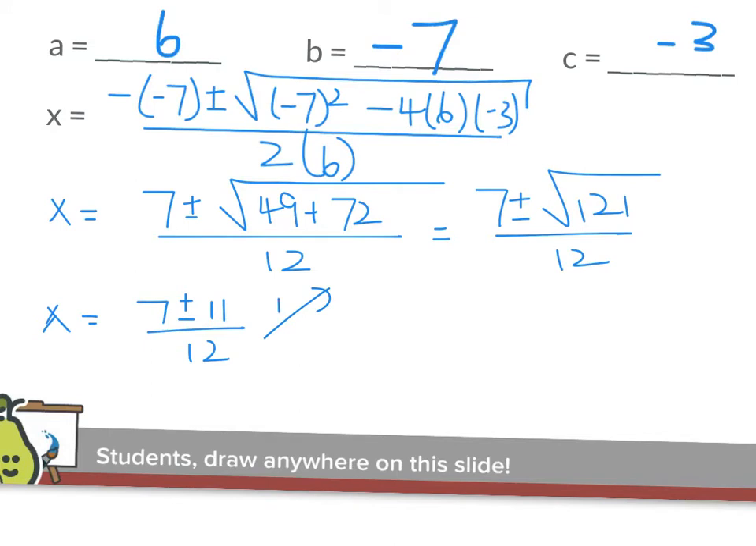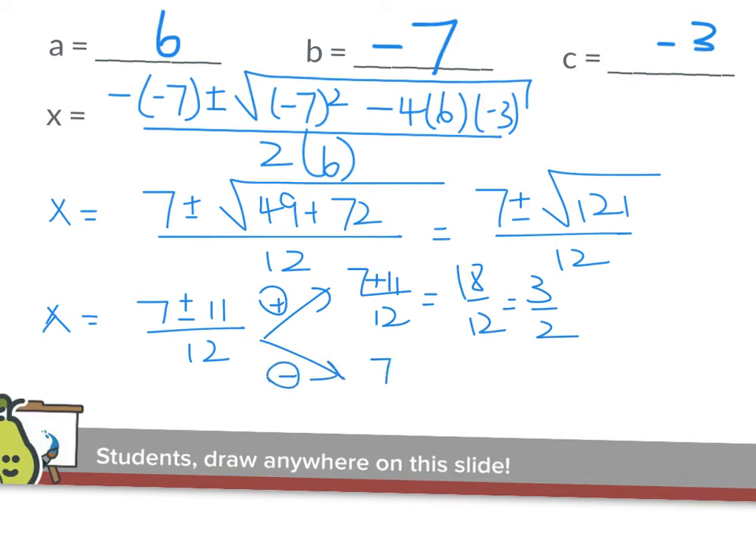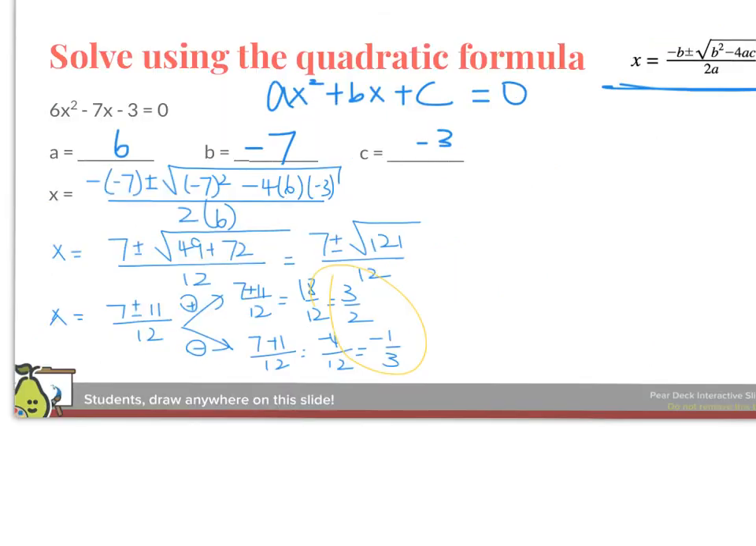Going the plus way, I get 7 plus 11 over 12, and that's 18 over 12, which equals 3 over 2. Or if I go in my minus option, then I get 7 minus 11 over 12, which is -4 over 12, which equals -1/3. So then our roots are 3/2 and -1/3. That's where our quadratic will cross the x-axis.